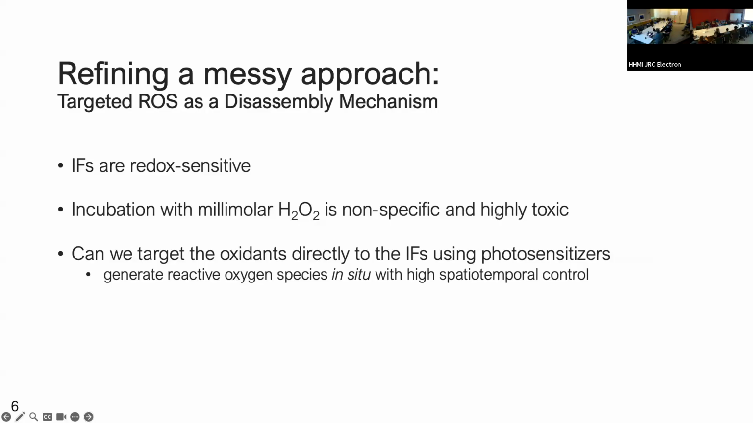What if we find a way to target the production of these reactive oxygen species directly to the intermediate filaments, ideally in situ, so that we can target individual networks of individual cells as opposed to bathing the entire sample in ROS? And one idea for this would be to use photosensitizers. So broadly speaking, from a biologist's perspective, a photosensitizer is essentially a molecule that when it absorbs a photon, ends up generating reactive oxygen species as a result.